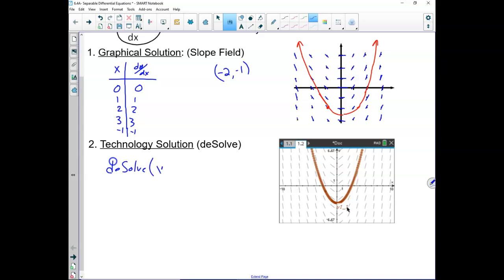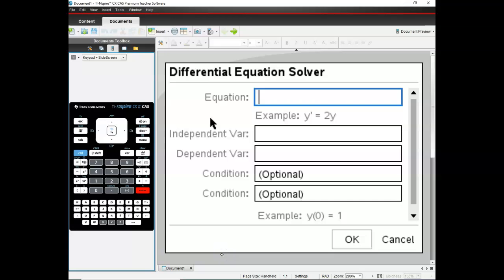You want to hit y prime equals x. We want to type in our differential equation. So I'm going to come over here. It's just a little bit easier in mine. I got to hit y. And your prime button is over here by the pi. If you hit your pi key, it's right there. It's that little guy. Hit y prime equals x.